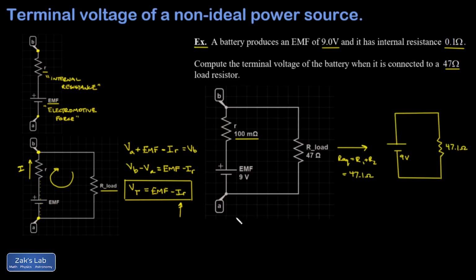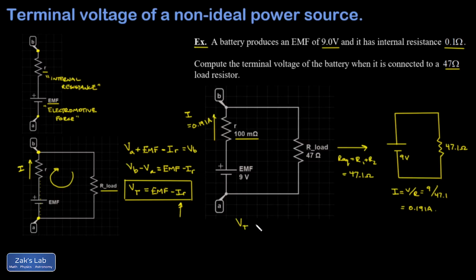Now I apply Ohm's Law, and I say that I is equal to V over R for this. That's 9 volts over 47.1 ohms. And I find that 0.191 amps are flowing through the circuit. If I then go back to my original circuit, I have I equals 0.191 amps. And then I can get the voltage drop over the internal resistance and get my terminal voltage.